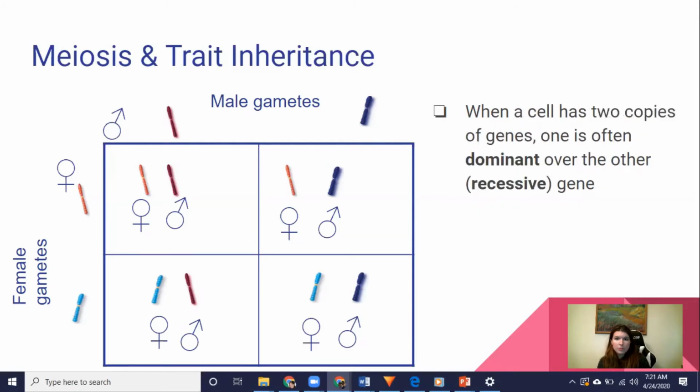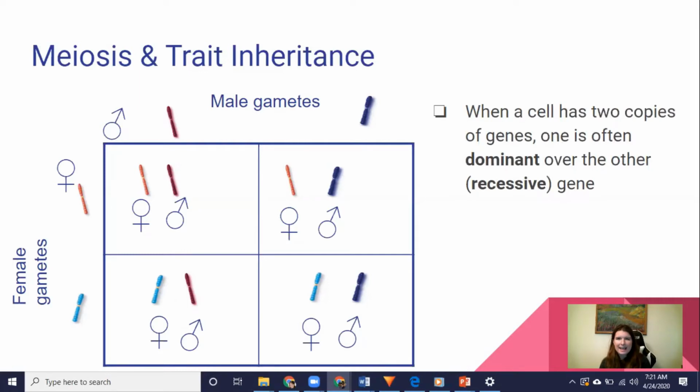Another thing to note before we get to those specific genes is that when a cell has 2 copies of a gene, so it has 2 different alleles, so say we have the red gene and the blue gene, one of them is often, I'm going to even say usually, going to be dominant over the other. So dominant genes, if they're present in that zygote, if they're present in the cell, that's the version you're going to see.